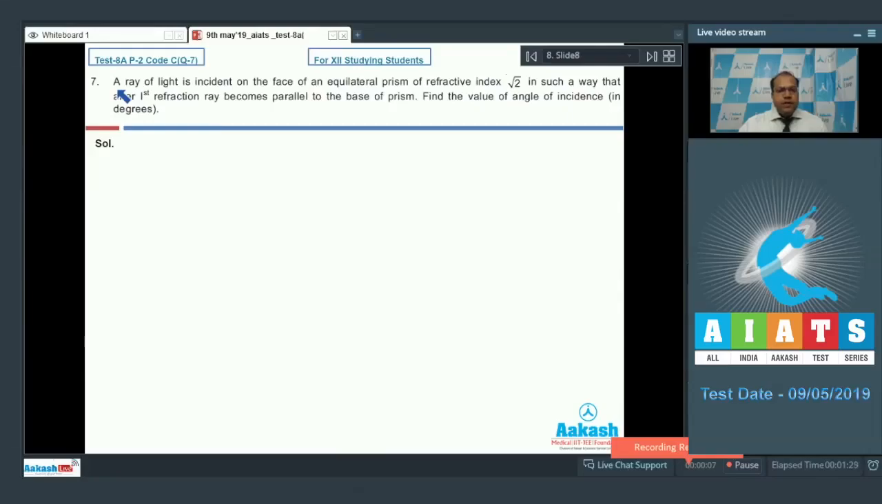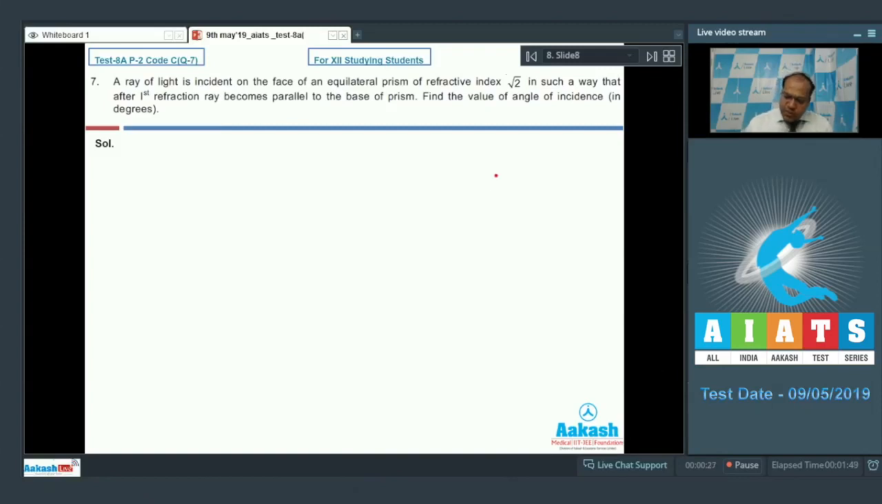In question number 7, a ray of light is incident on the face of an equilateral prism of refractive index √2 in such a way that after first refraction, the ray becomes parallel to the base of the prism. Find the value of the angle of incidence in degrees.